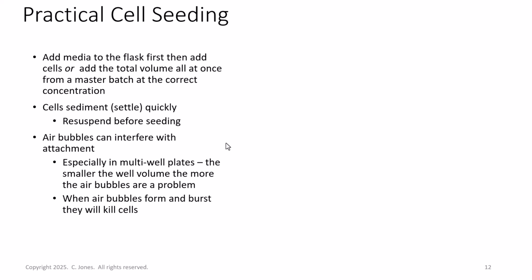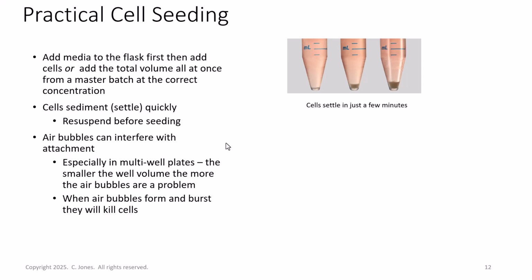Okay, so final slide in this series. You made it. Practical cell seeding. Can't emphasize enough: add media to the flask first, then add the cells, or add the total volume all at once from a master batch at the correct concentration. This ensures a much better dispersion of the cells throughout the flask, especially if they are anchorage dependent cells. And you need to work quickly because cells can settle in just a few minutes.